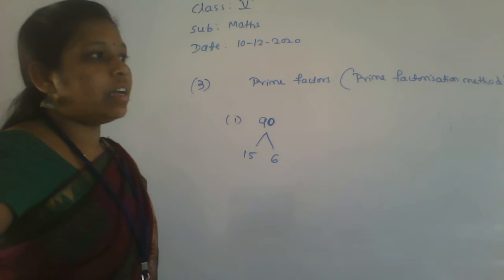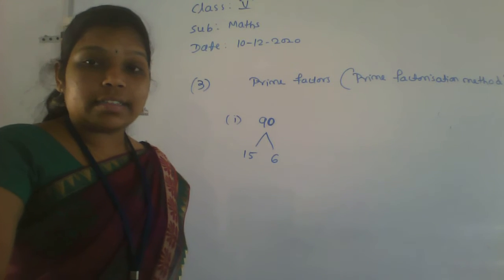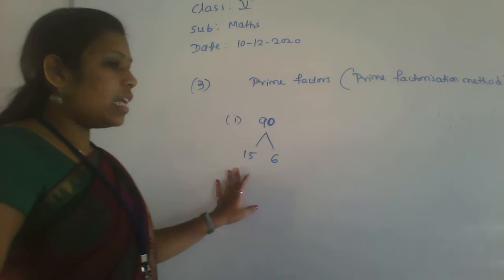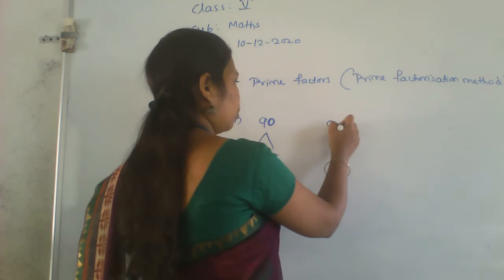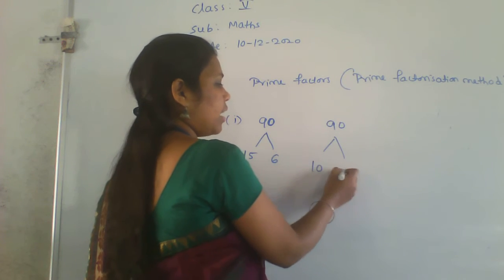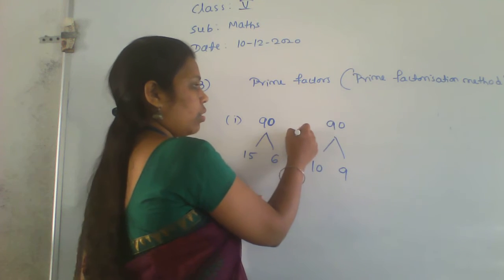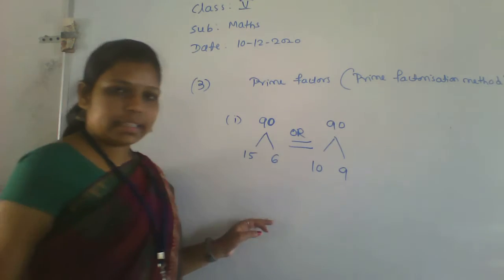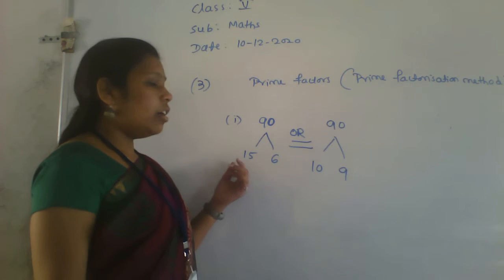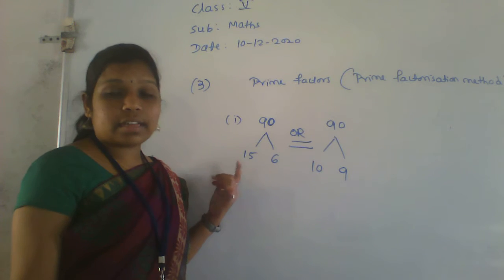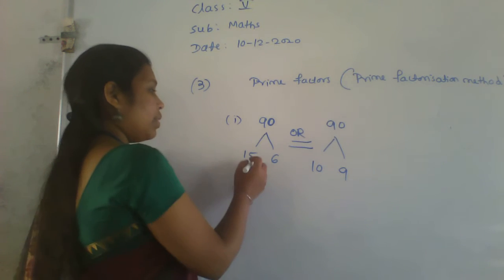In which table are we having 90? Otherwise you can write like this also. 10 9s are 90. Okay. Or else you can write this method also. 10 9s are 90. 15 6s are how much? That is also 90. That's why I am writing.